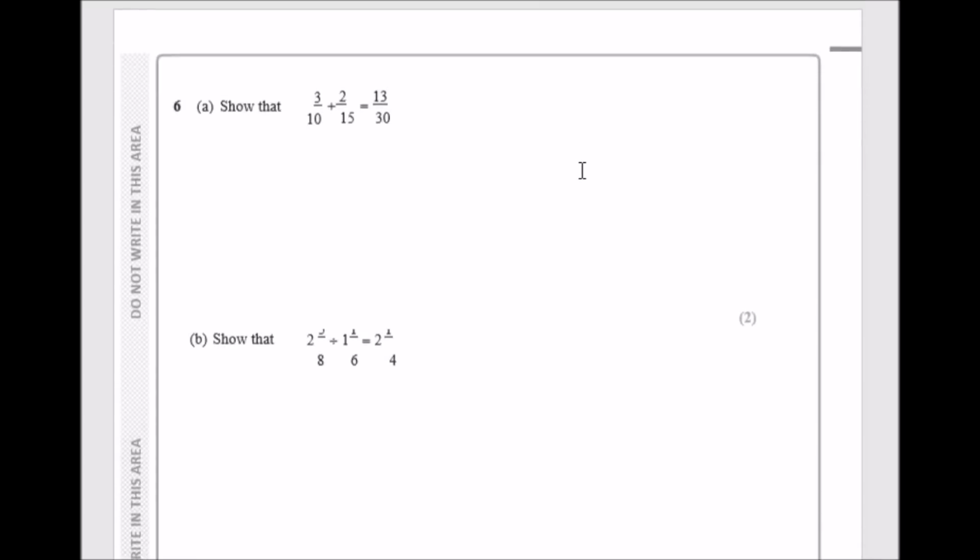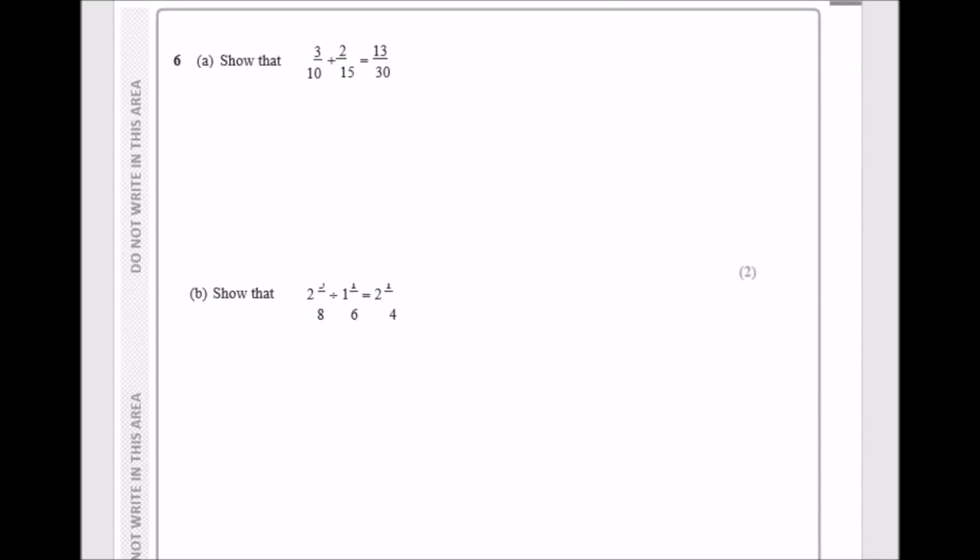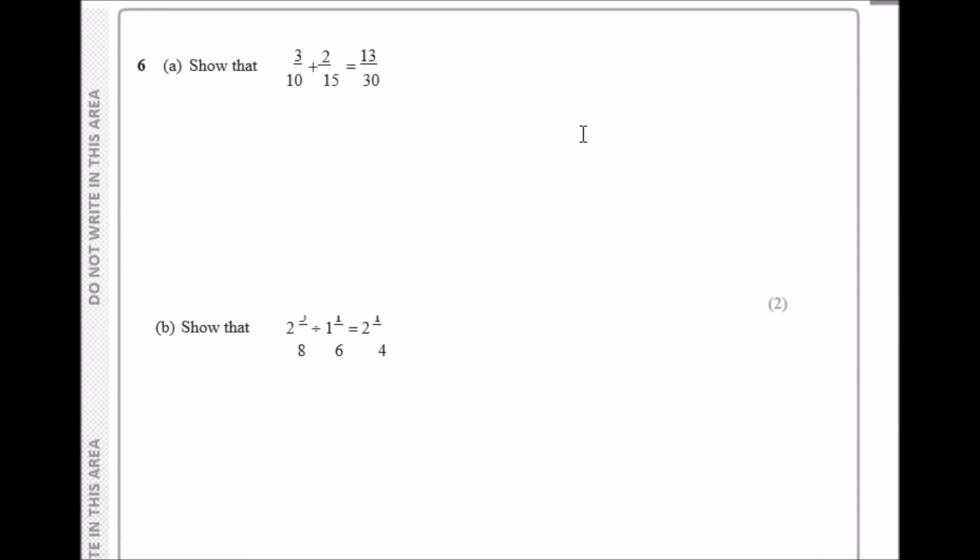So 100% view. Cool. Now, show that the sum of 3 over 10 plus 2 over 15 equals 13 over 30. Cool, so they kind of already did the work for us. So the bottom line, let's pretend we didn't get an answer. To work this out, when you add the fractions, you need to have a common denominator. So the question is, when does 10 and 15 line up? What are the common multiples?